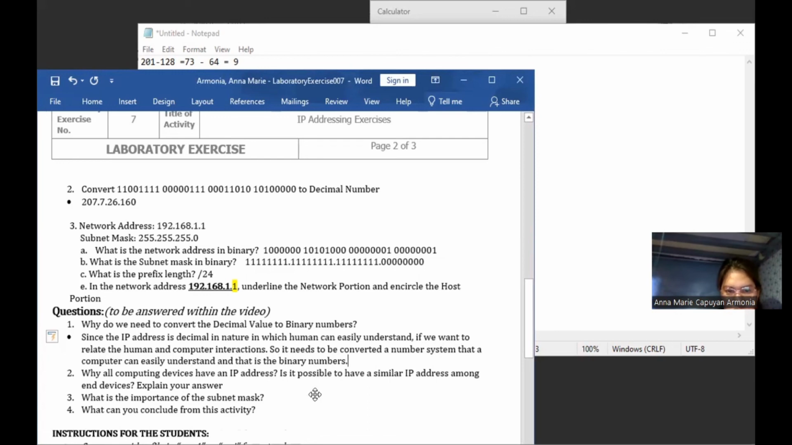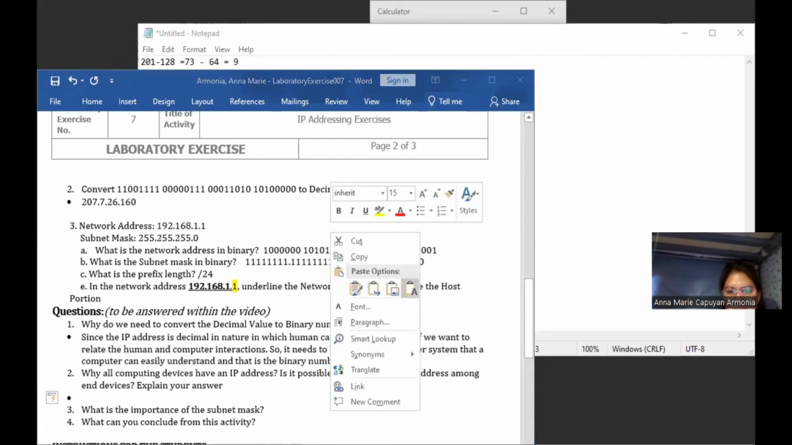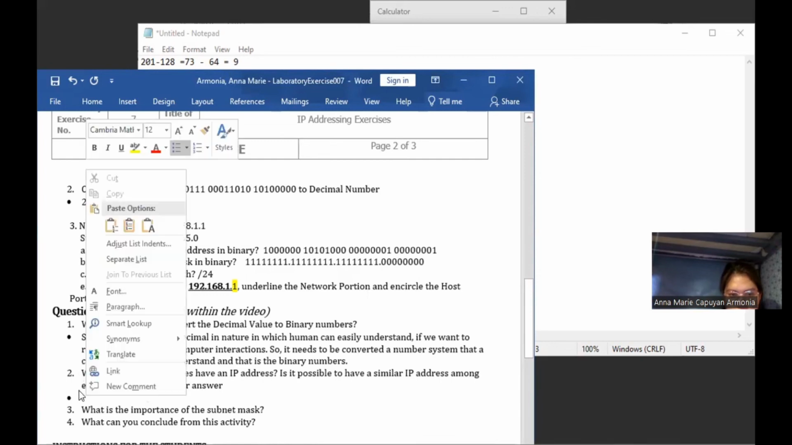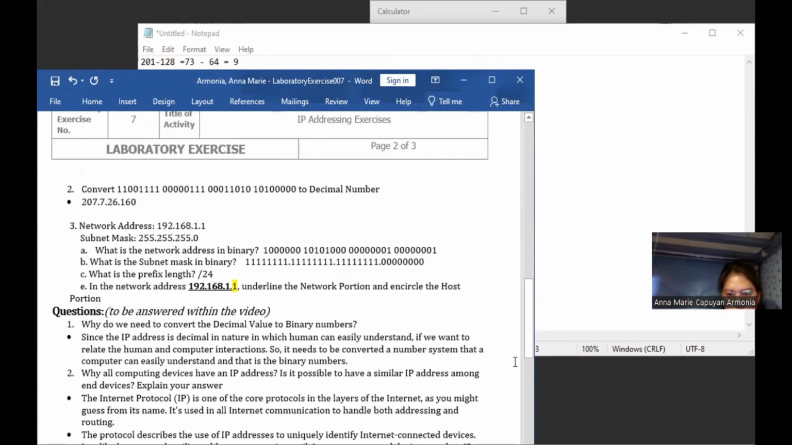Next, is it possible for all computing devices to have an IP address? Since I have already researched this and written the answers, hold on, I'm going to put it. So all devices have an IP address, since the Internet Protocol is one of the protocols. Let me write it.